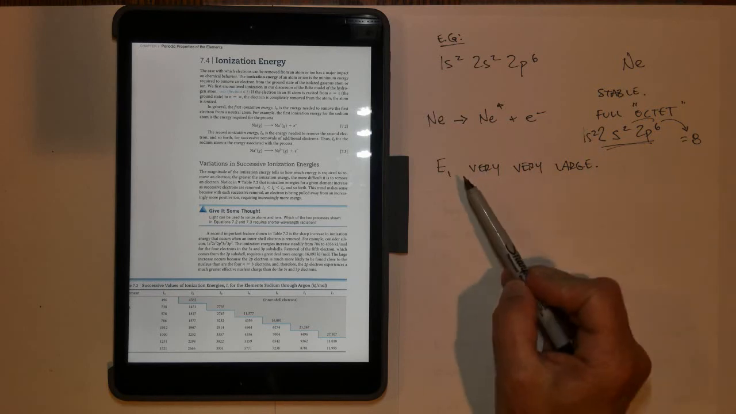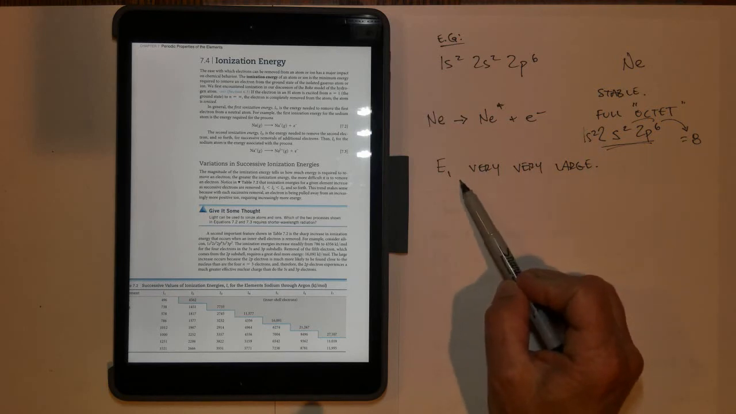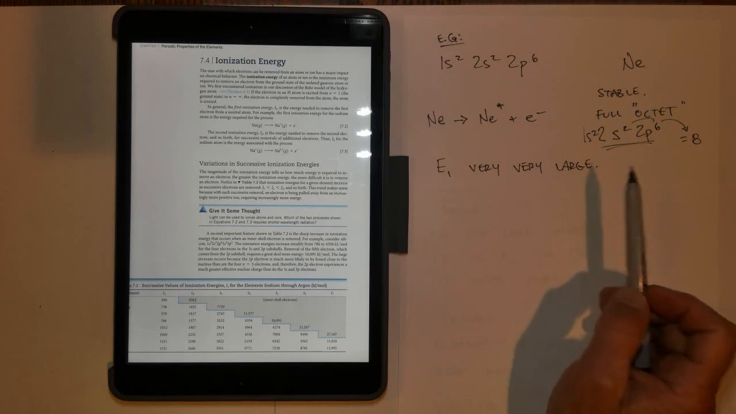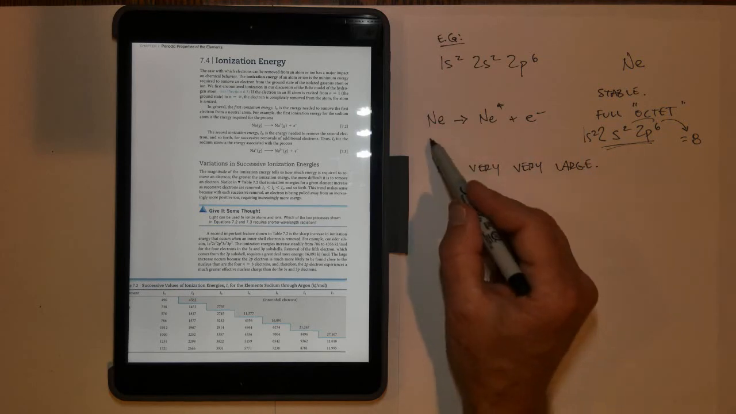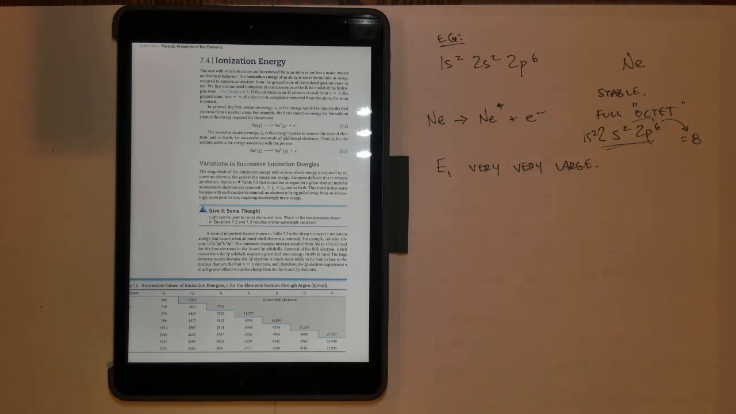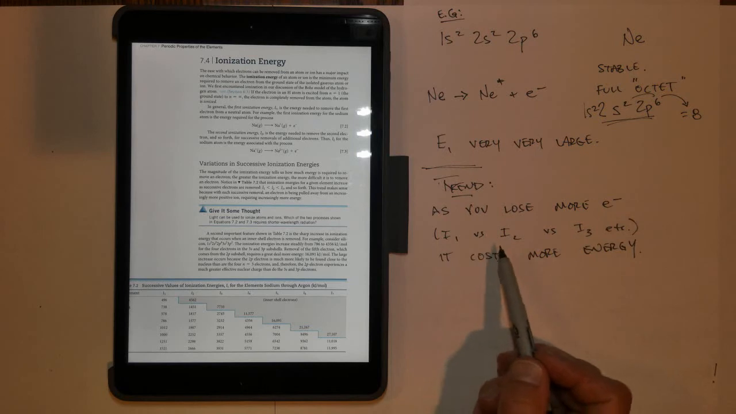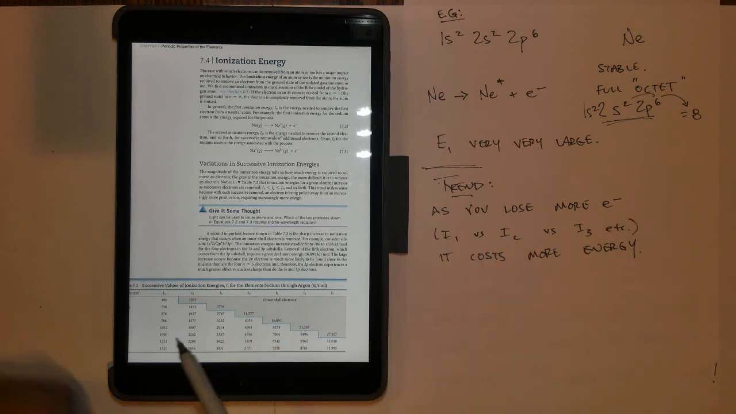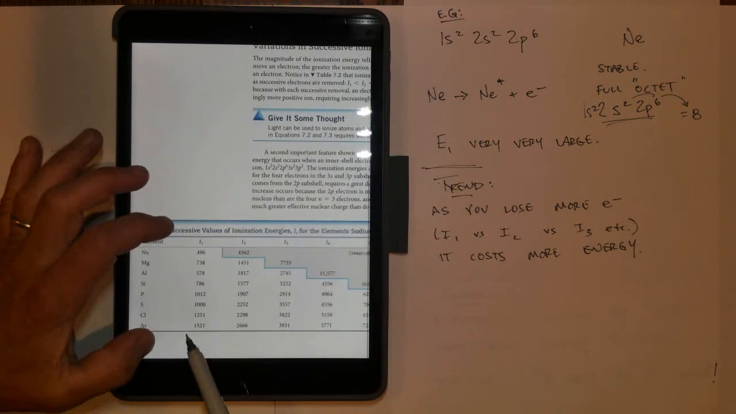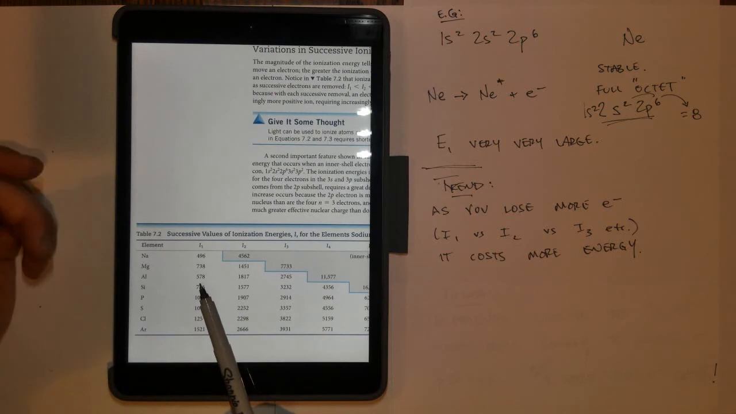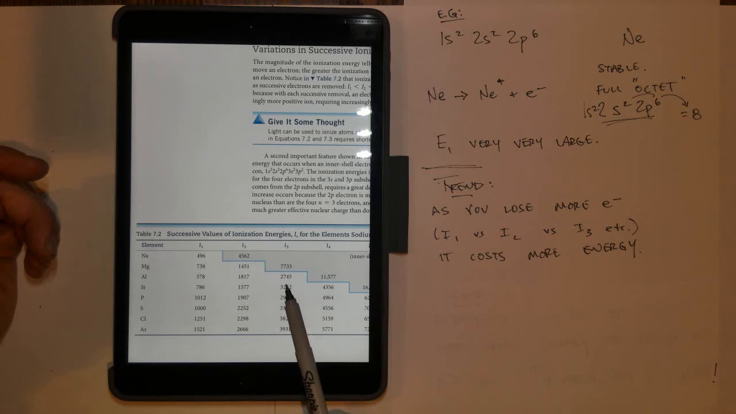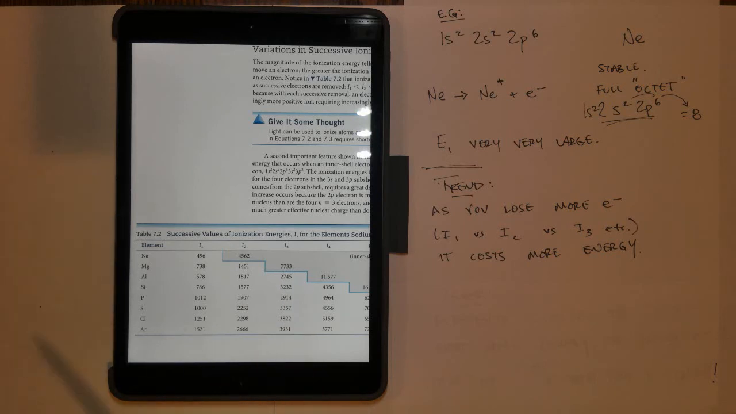Therefore, the ionization energy for it to take away one electron would be very, very large because it's very stable. This would be the equation if you could do that. And so the trend is, as you lose more electrons, the ionization energies increase. And you can see that from here, as in aluminum: 578, 1800, 2700. So as you lost more electrons, it takes more energy to take those electrons away.